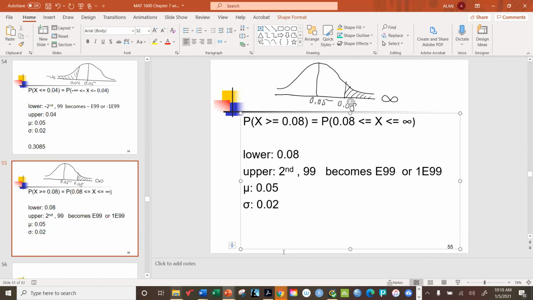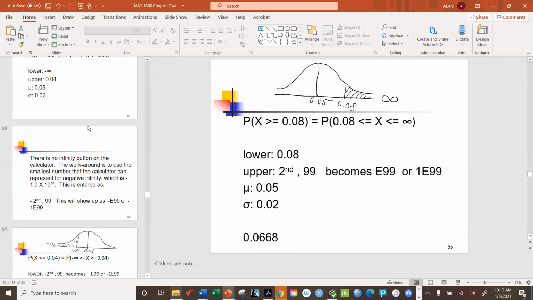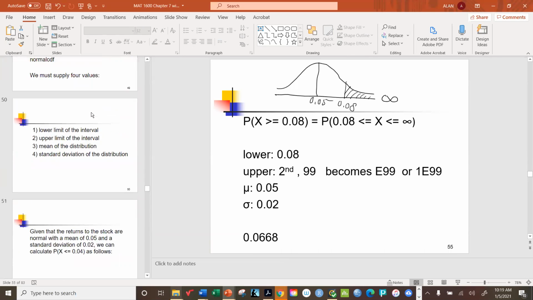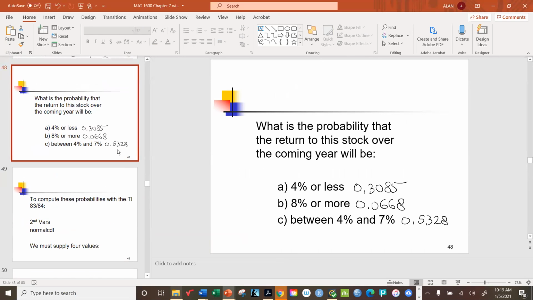So if you type in all those values, what do you get? We'll go from 0.08 to positive infinity, and then you run it and you get 0.0668, which is exactly what we had before. Now, once in a while, if you compare the tables and the calculator, you'll notice there could be some subtle rounding differences, but they're usually quite small, so we don't really have to worry about it. Using the tables, we did actually get 0.0668 here.